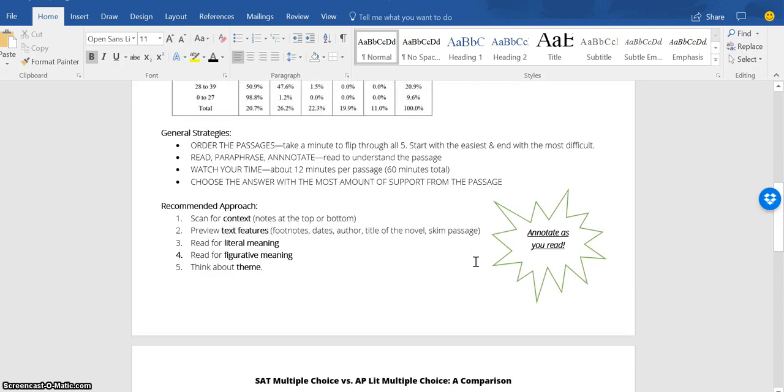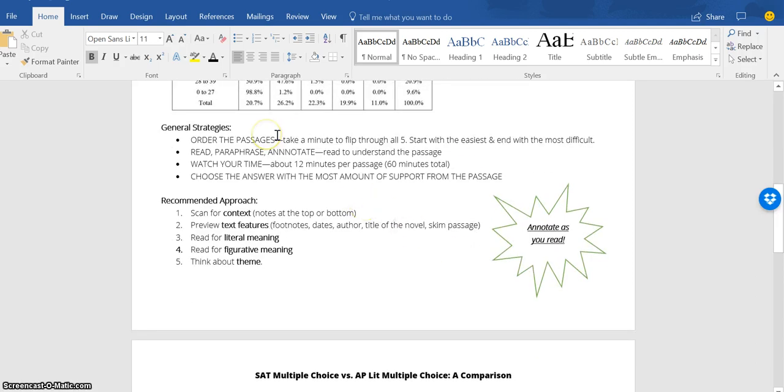Okay. Some general strategies. First of all, order the passages. You have to be smarter than this exam. You can't just start at number 1 and go straight through. You have to order them. So look at all 5 passages, flip through the test, and then you're going to order them from easiest to most difficult. You want to start with the easiest passage, the one you're going to do the best on, and you want to end with the passage that's going to be most difficult. Because if you run out of time, you want to run out of time on the one that you probably wouldn't have done that well on either.